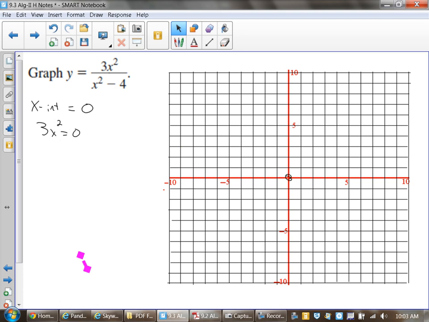I know that. My vertical asymptotes would be, well, x squared minus 4, set that equal to 0, and x is plus or minus 2. Vertical asymptotes are zeros of the denominator, so I know that they're going to be at x equals plus or minus 2.